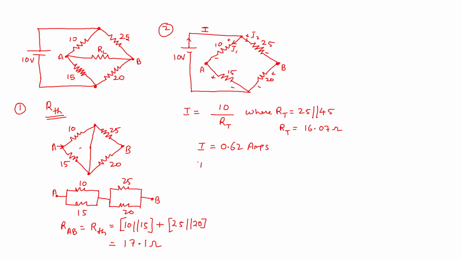So the current I1 is equal to the total current entering at this point, that is 0.62, into the opponent arm. That means this arm contains 45, the opponent arm resistance, divided by 45 plus this arm, that is 10 plus 15, which is nothing but 25, which will come around to 0.4 amps.